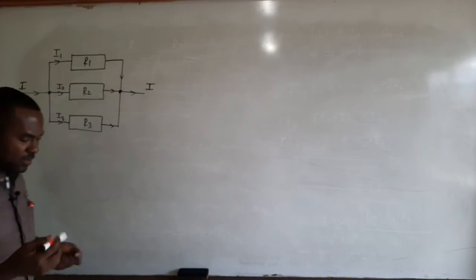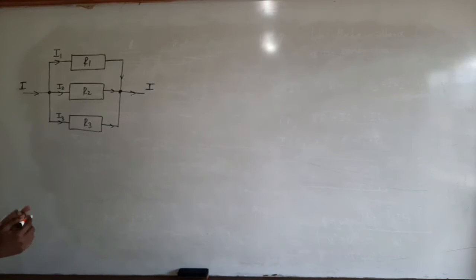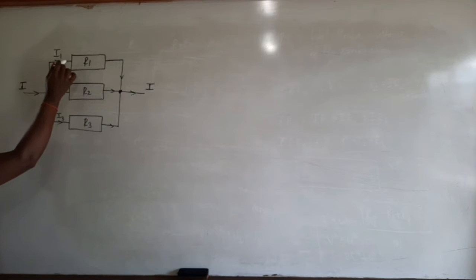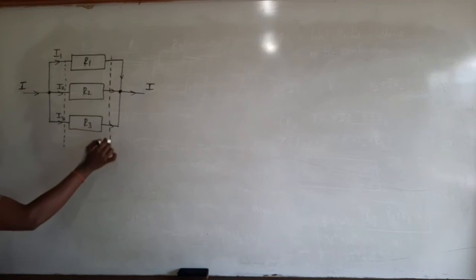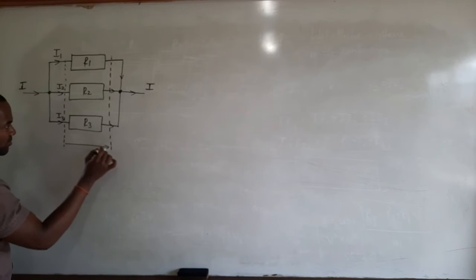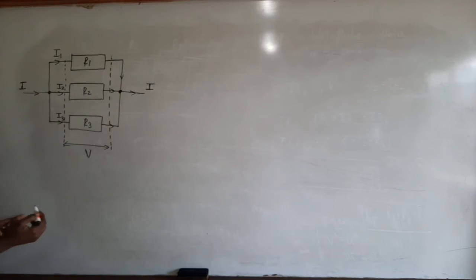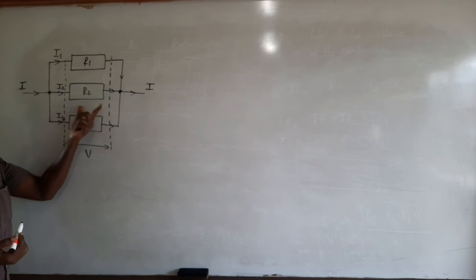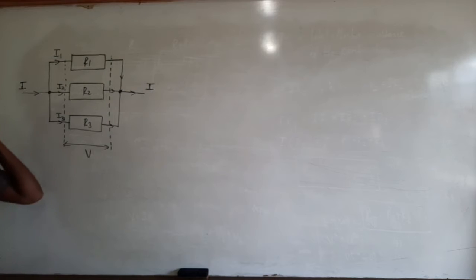So we spoke about the individual branch currents. Now let's talk about the potential differences. Because they're connected in parallel, the potential difference across this entire combination is the same. If we take a voltmeter and connect it across the combination, then we'll get the same potential difference.